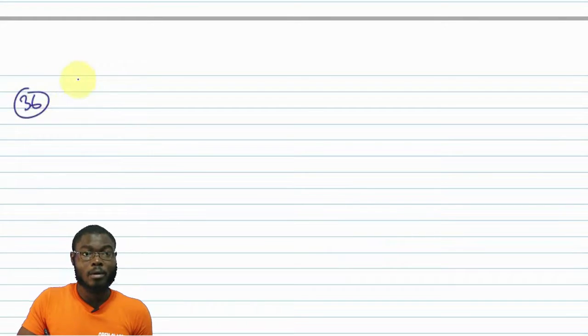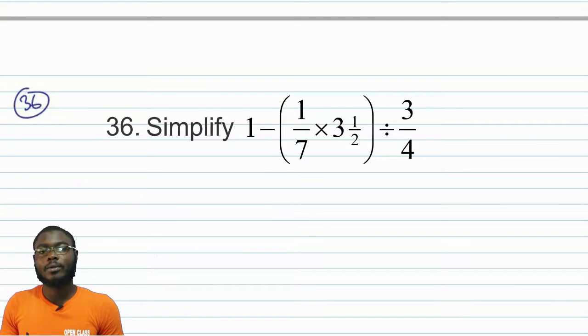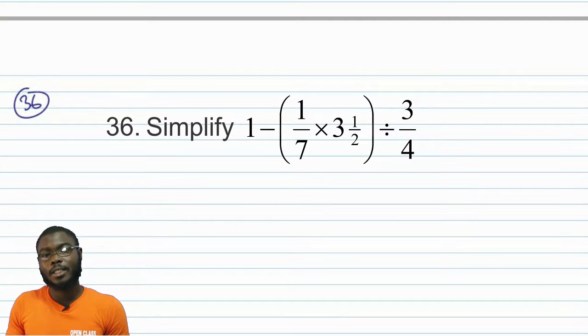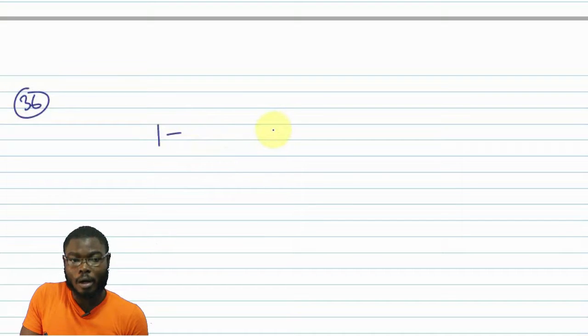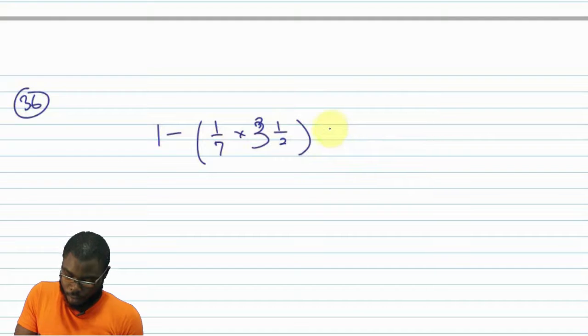So the next question is 36. It says simplify 1 minus 1 over 7 times 3 whole number 1 over 2, all divided by 3 over 4. So we have 1 minus 1 over 7 times 3 and 1 over 2, all divided by 3 over 4.